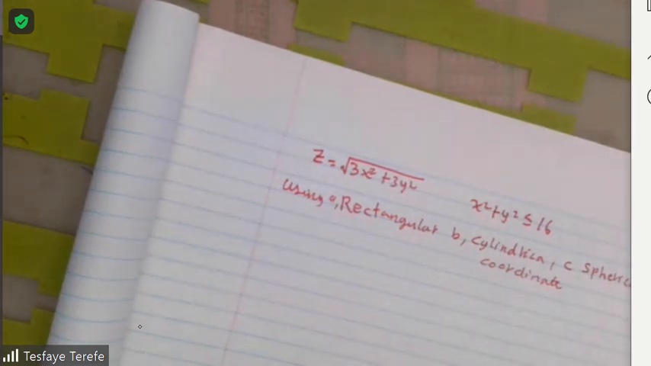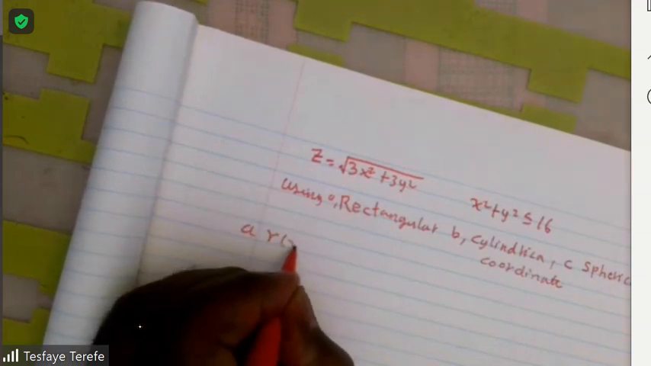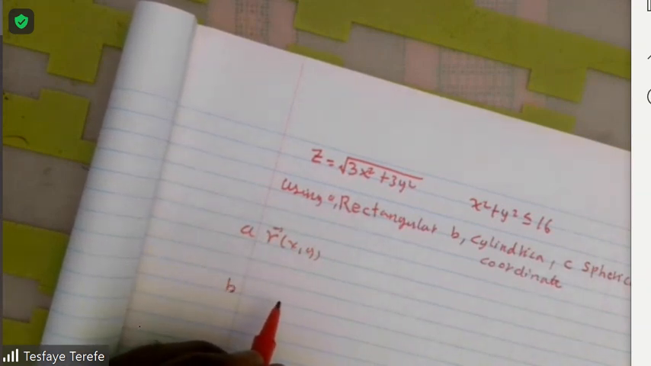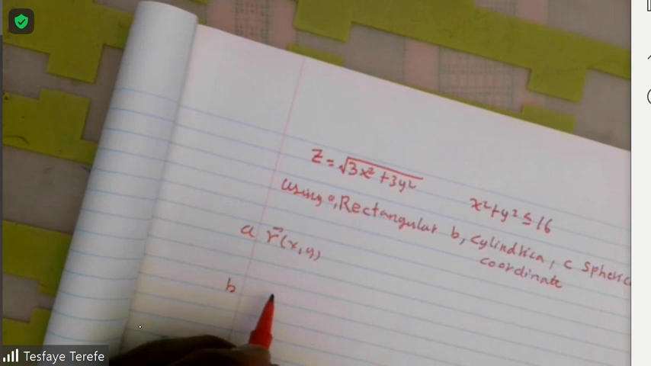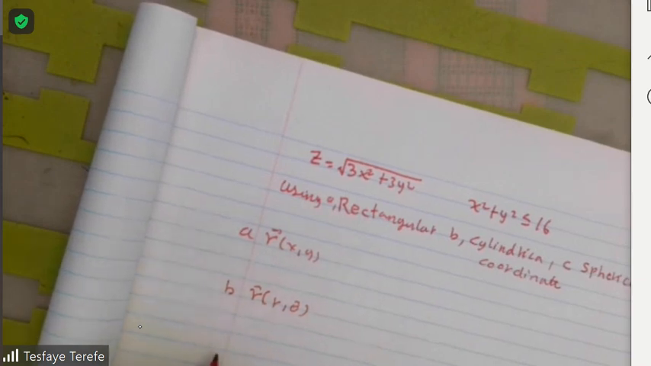I want to parameterize them using rectangular. That means for A, you have to write r of x, y. For B, in cylindrical, you write r of r, theta. This notation is really bad, but it's okay. This r is a radius, that's what I mean. And for C, in spherical, you write it in rho and theta form. What will it be?